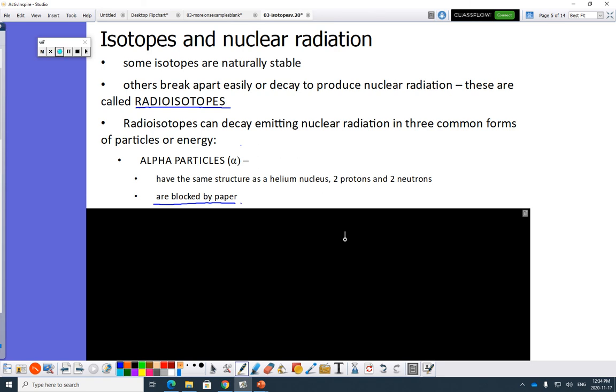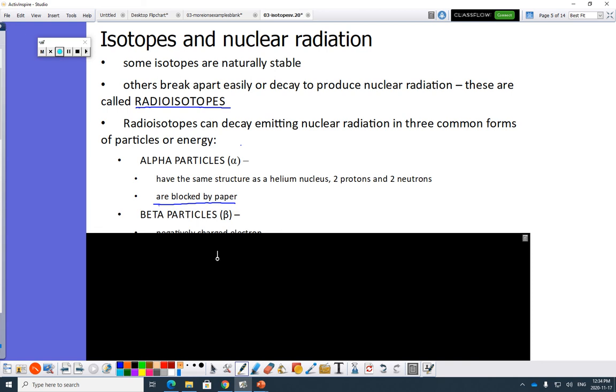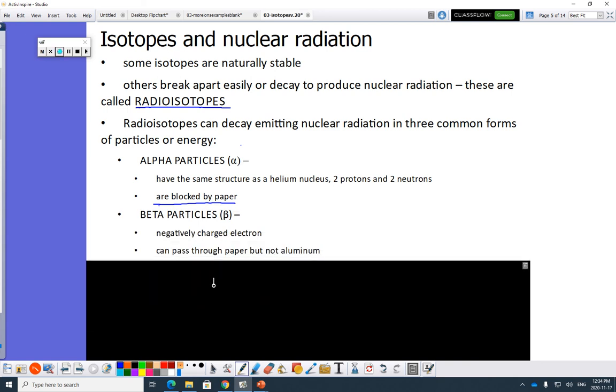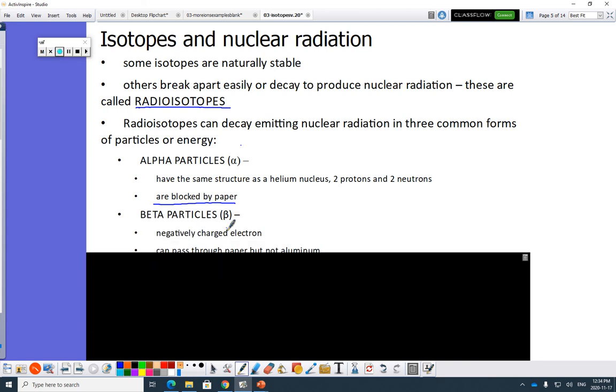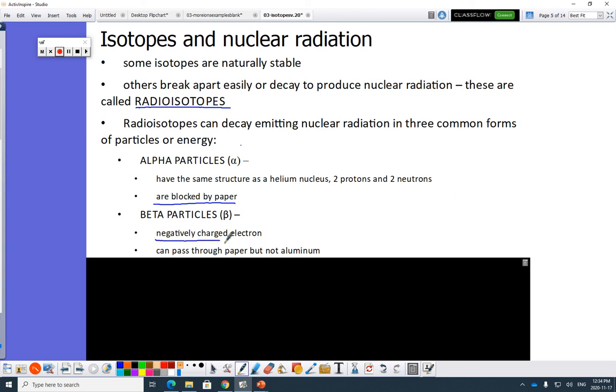So beta radiation or beta particles, again, that looks like a little bee with a tail. And they are represented by a negatively charged electron. So a little bit more energetic, a little bit faster. And they can pass through paper, but not aluminum.